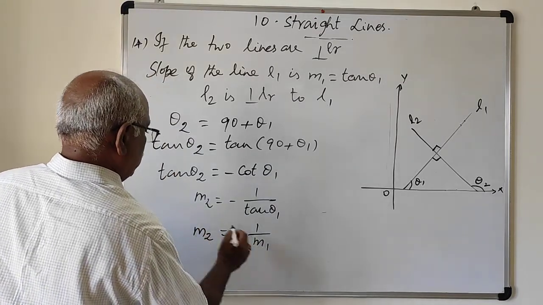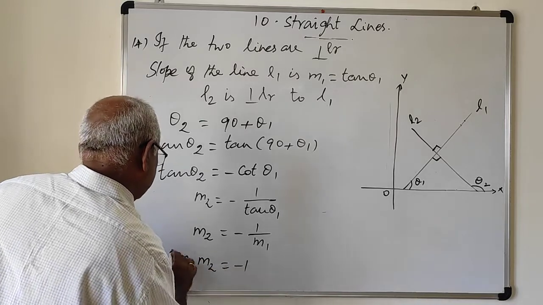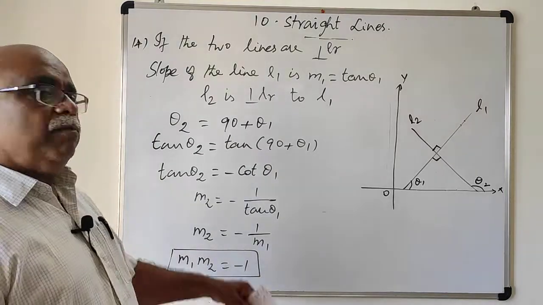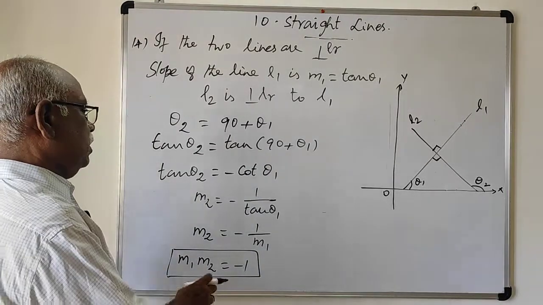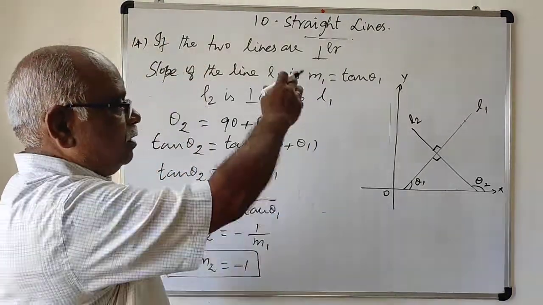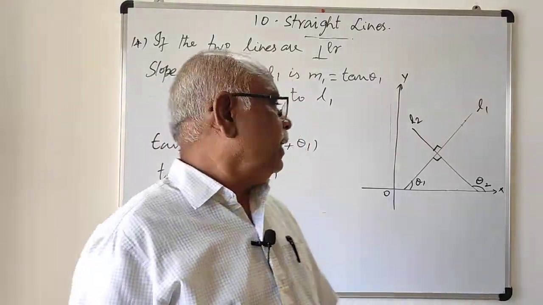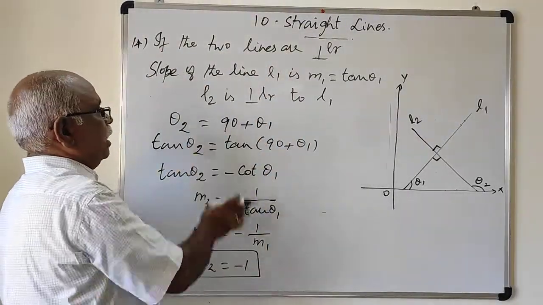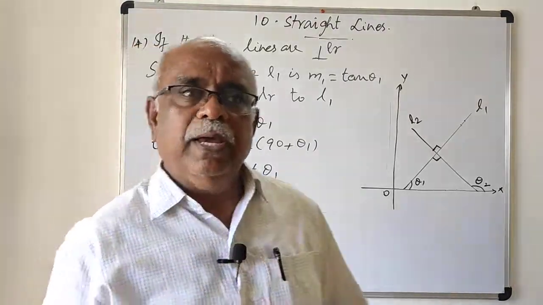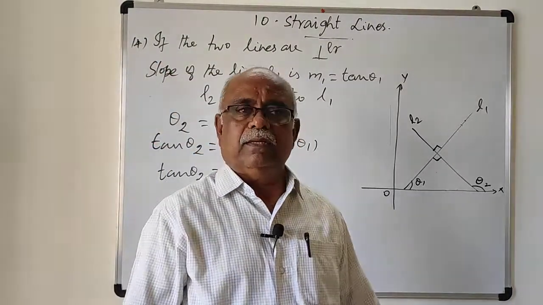So M1 into M2 equals minus 1. This is the condition for two lines to be perpendicular, the condition of perpendicularity of two lines. If two lines are perpendicular, then the product of their slopes is minus 1. These are the two conditions for perpendicularity and parallelism. I will stop here. In the next video, I will continue with the remaining results and the exercise also. Thank you.